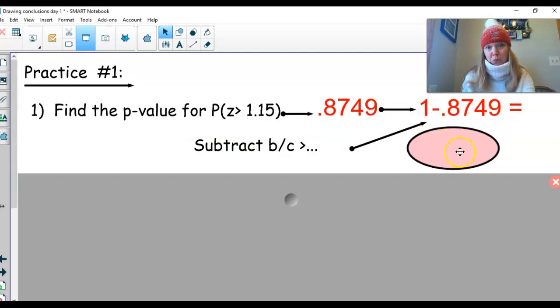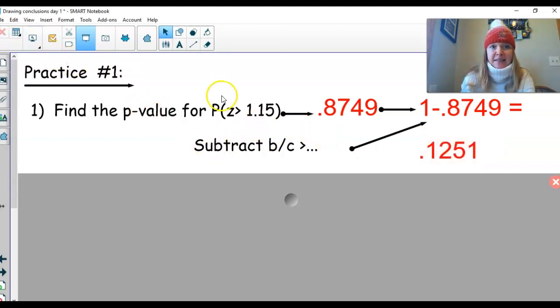And then I had to subtract it from 1. Why did I have to subtract it from 1? Because this is a greater than problem, and you can see that there in my probability statement, and I'm telling you that as well, okay?